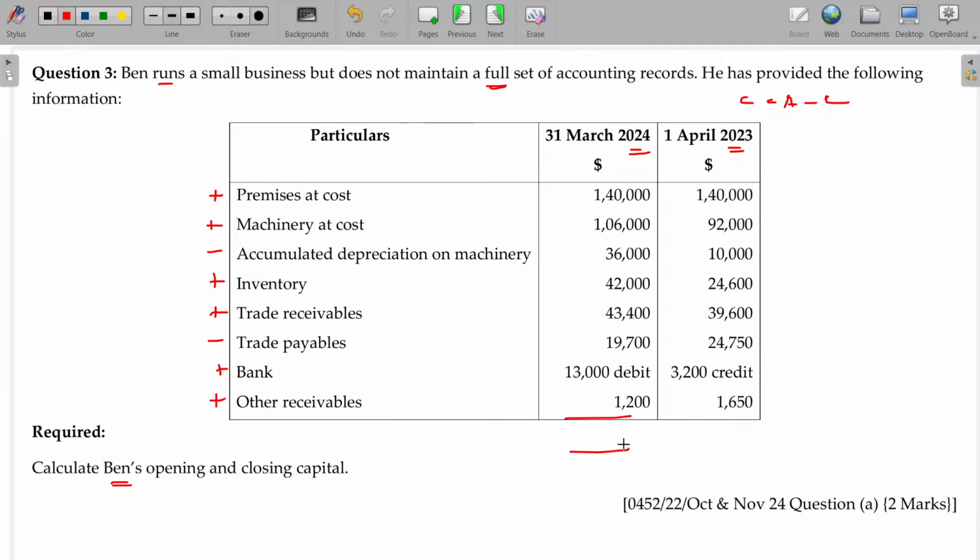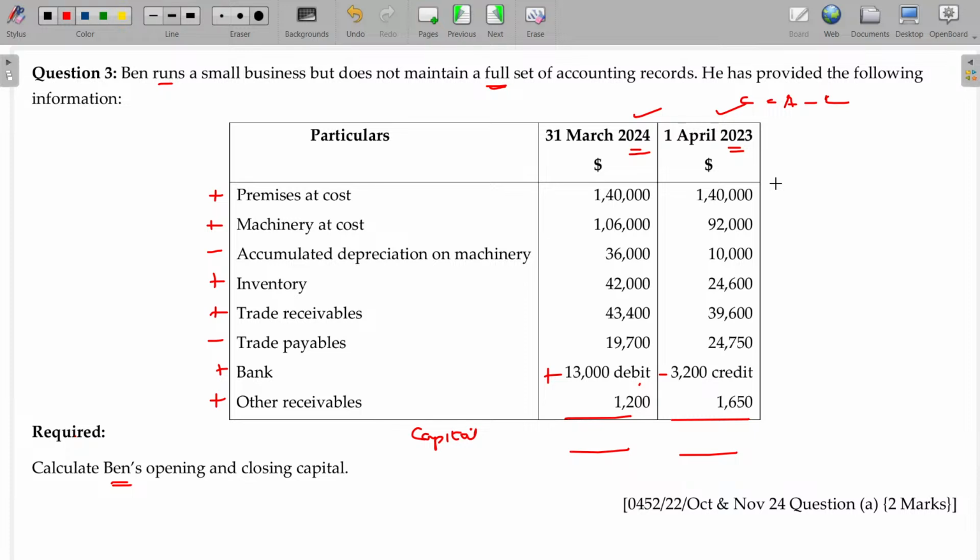Here, bank being debit, so it is added. In case of credit, it should be subtracted. If you add all the plus and subtract the minus, the balance will be the capital. This will be the opening capital, and this will be the closing capital. Yes, come on, tell me the value.